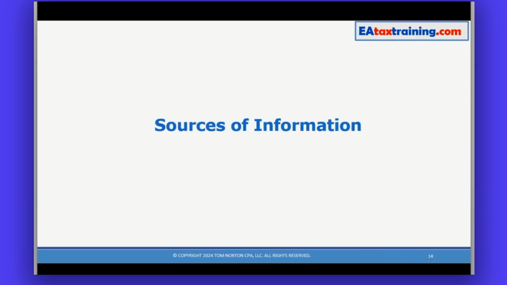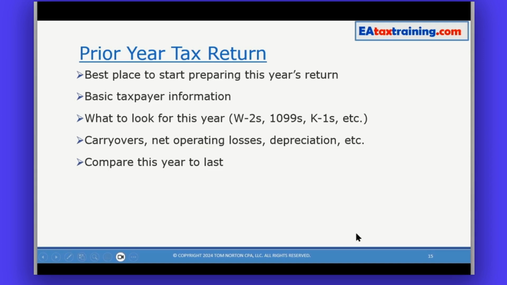So if you are going to prepare one of these returns, you need to get the information to do so. So what are the sources of that information? Well, the first source that you'll want to go to, and the best place to start in preparing this year's return, is by looking at last year's tax return. And if you are not the one who prepared last year's tax return, then you are going to want to ask the client for it.